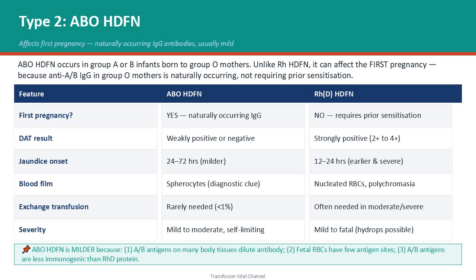In the first pregnancy, if it is affected, the key point is that unlike RhDFN, which spares the first pregnancy, ABO-HDFN can affect the first baby because the IgG anti-A and anti-B is naturally present.